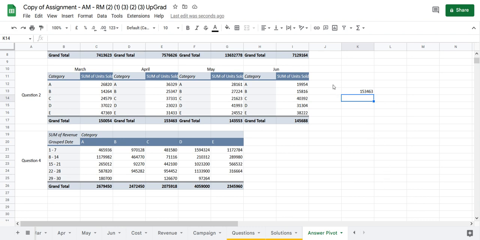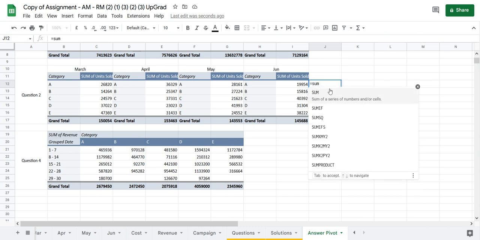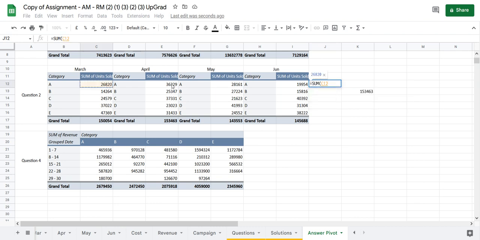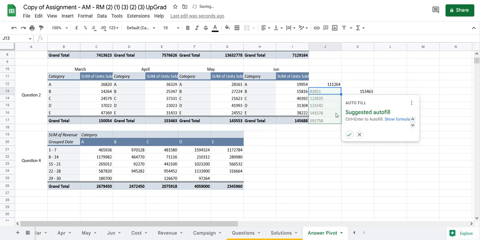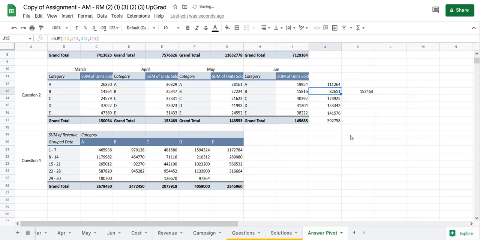Okay, so what we will do is type equals sum. So basically we will add these 4, so we'll get units sold for category A, B, C, D, E and their total.